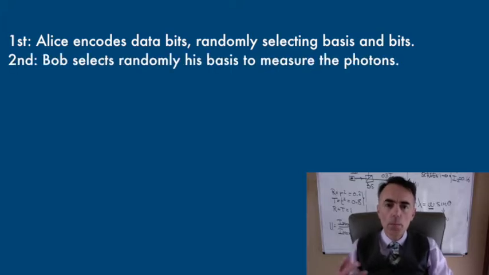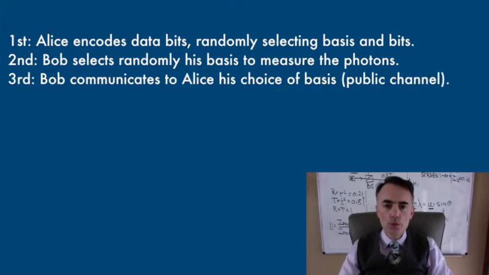She sends them to Bob. Second, Bob receives those photons and selects randomly his basis in order to measure them. Third, Bob communicates with Alice over a public channel. A telephone line would just work fine. He tells Alice his choice of basis.